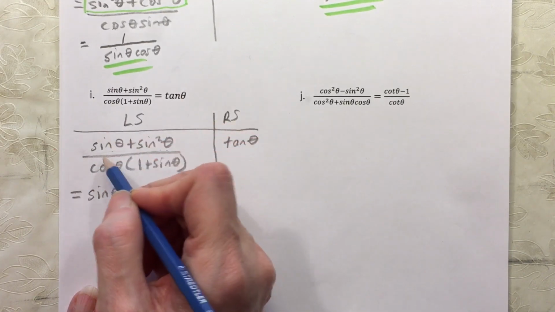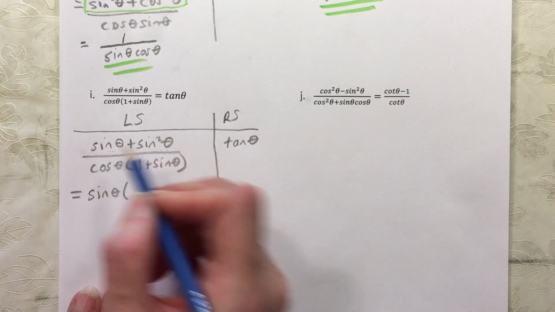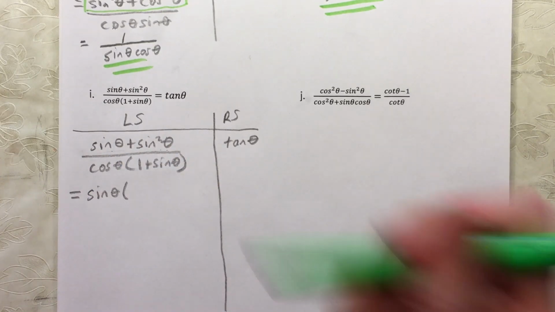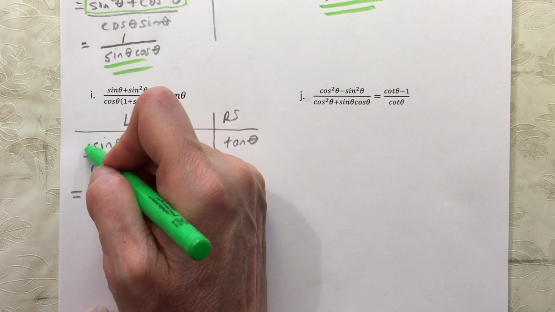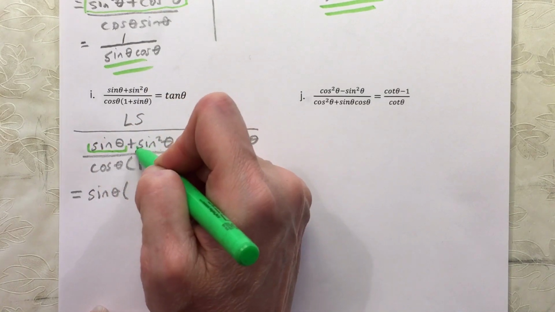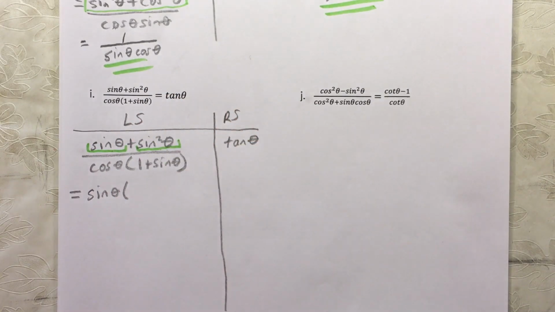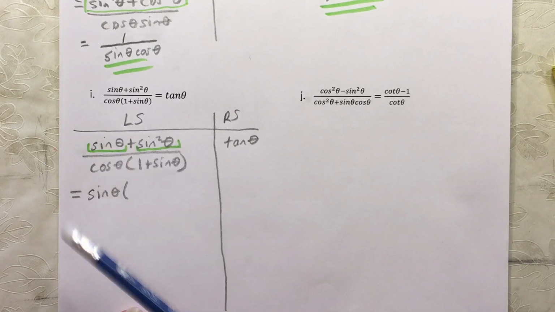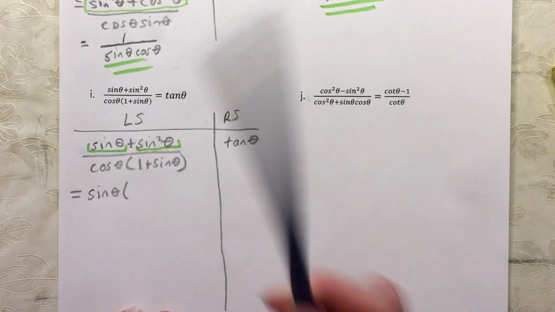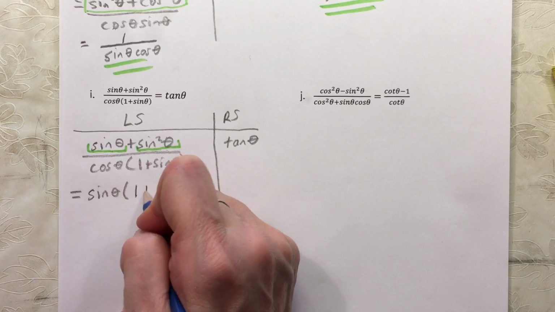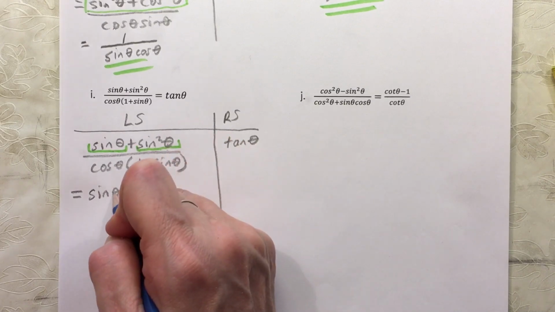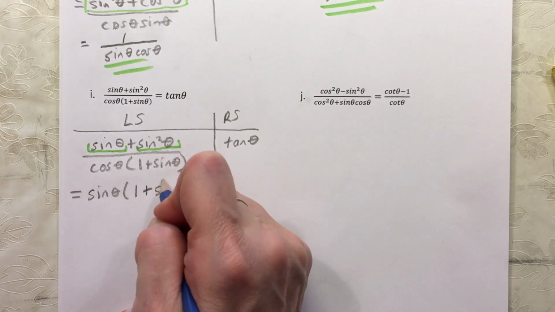So think about it, if I want to common factor out sine theta, it's like you want to mentally divide each of these chunks in the numerator by sine theta. So common factoring out sine theta, sine theta divided by sine theta is 1. Sine squared theta divided by sine theta is sine theta.